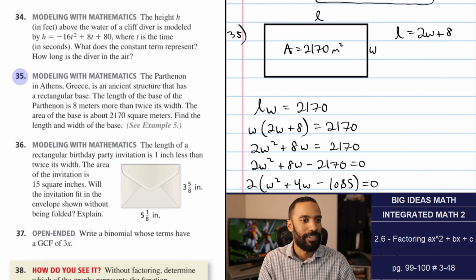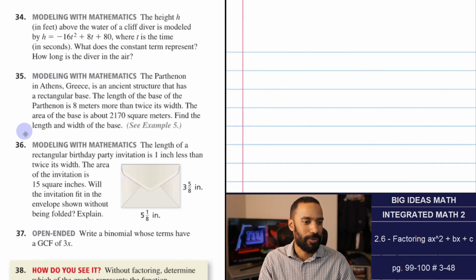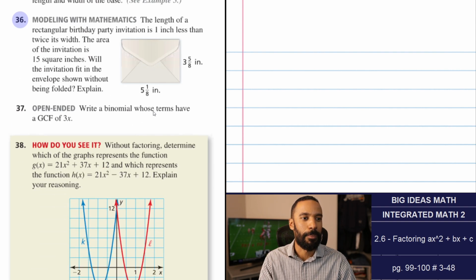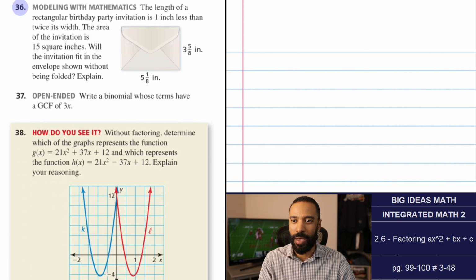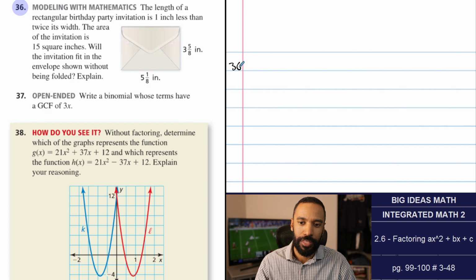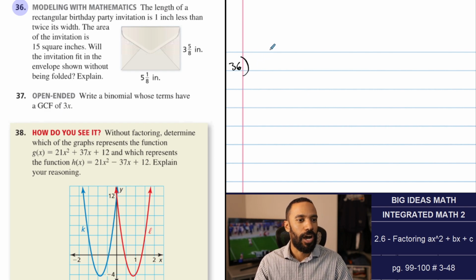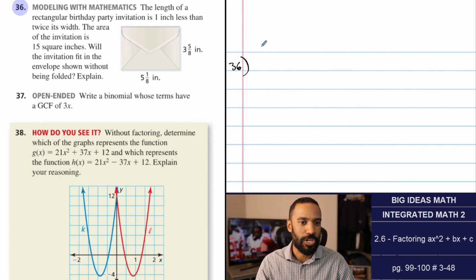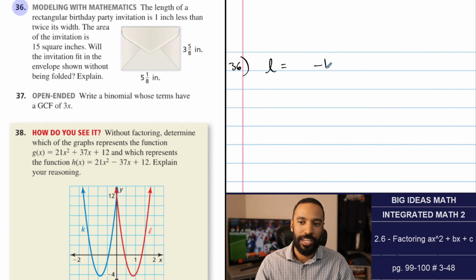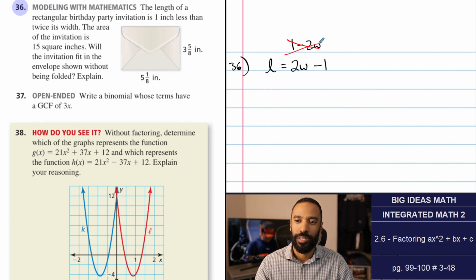Okay. I said this was slow to a snail's pace. It definitely has. Number 36, modeling with mathematics. The length of a rectangular birthday party invitation is 1 inch less than twice its width. So the length is 1 inch less than, see, that's important. 1 inch less than, it's not 1 minus 2w. No.